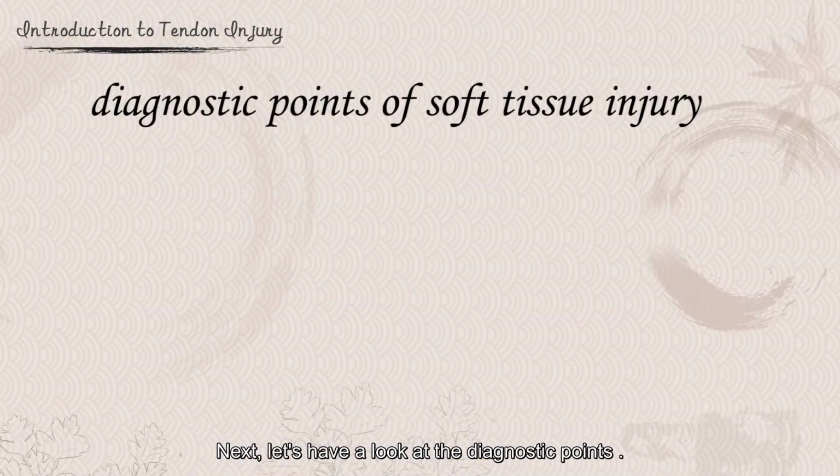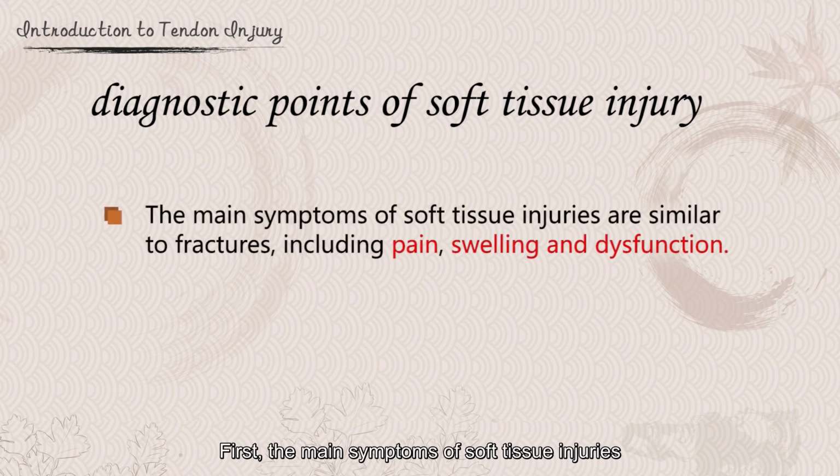Next, let's have a look at the diagnostic points. First, the main symptoms of soft tissue injuries are similar to fracture, including pain, swelling, and dysfunction. But soft tissue injuries have their own characteristics. The early pain is more intense, with local swelling appearing rapidly. After 2 to 3 days, the swelling gradually decreases and local dysfunction gradually occurs.